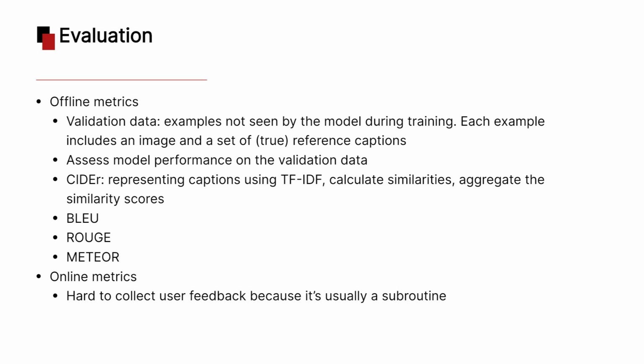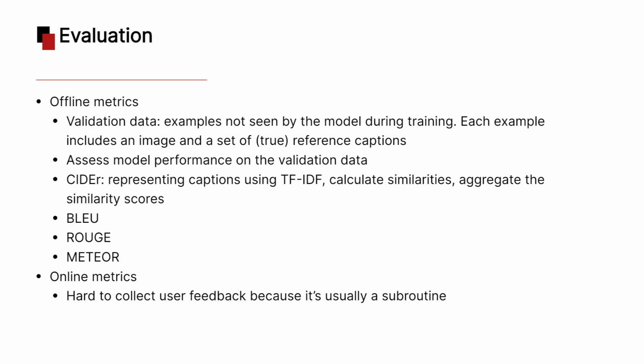A key metric is CIDEr, consensus-based image description evaluation. CIDEr works by representing each caption as a weighted vector of n-grams using TF-IDF, term frequency inverse document frequency. This weighting highlights unique and relevant words, reducing the influence of common, less informative words. CIDEr then computes cosine similarity between the generated caption and the set of reference captions, aggregating these scores to assess how closely the model's output aligns with human consensus descriptions. This makes CIDEr particularly sensitive to both the relevance and specificity of generated captions.